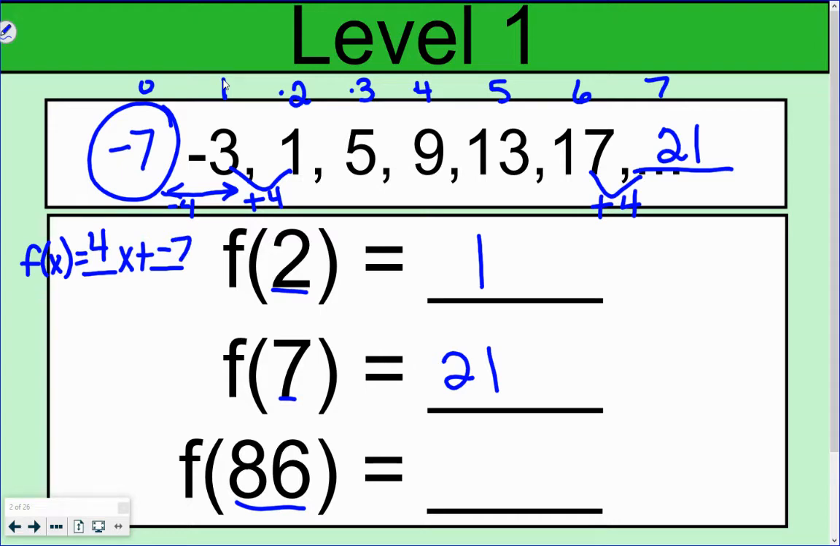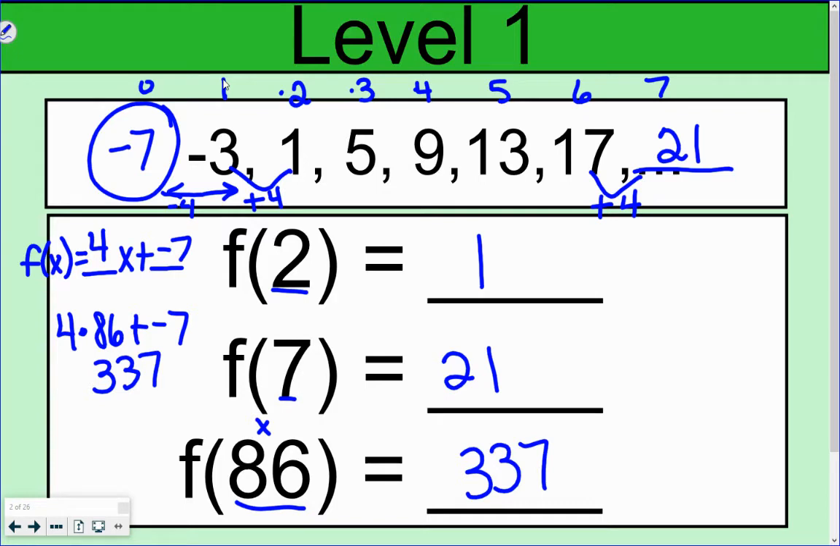How do I figure out the 86th term? I still haven't got there yet, have I? I'm going to say 4 times, this is my x, so I'm going to plug in 86, and then plus a -7, or you could just write subtract 7. Your choice. Type that in your calculator, and you will get 337. That's the nice thing about those explicit functions, is that you can get numbers that are far away.